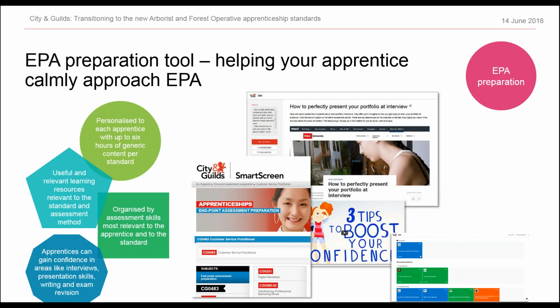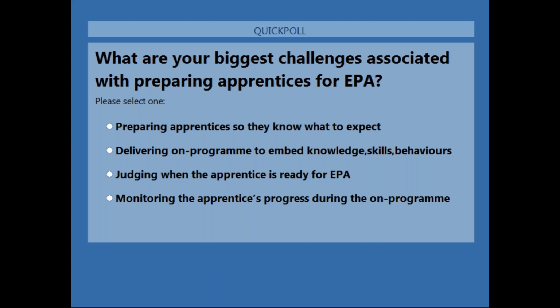So we're now going to move to our next poll question. Okay, poll question number 2. What are your biggest challenges associated with preparing apprentices for EPA? And the options you have are preparing apprentices so they know what to expect, delivering on programme to embed knowledge, skills and behaviours, judging when the apprentice is ready for EPA, or monitoring the apprentice's progress during the on programme.